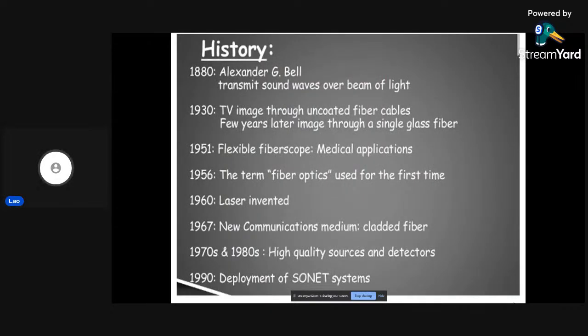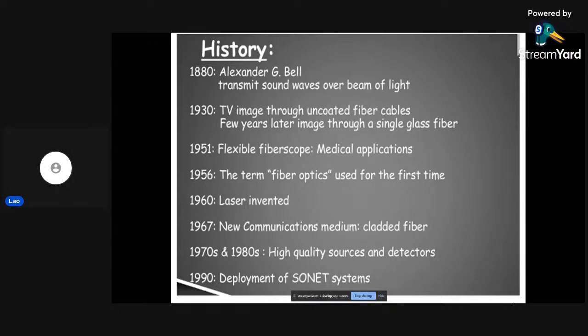Let us give you some history about the optical fiber. In 1880, Alexander Graham Bell transmitted sound waves over a beam of light. In 1930, TV images through uncoated fiber cables. A few years later, images through a single glass fiber. So, na-mention na rito yung fiber. In 1951, the flexible fiberscope, usually used in medical applications or medical purposes.